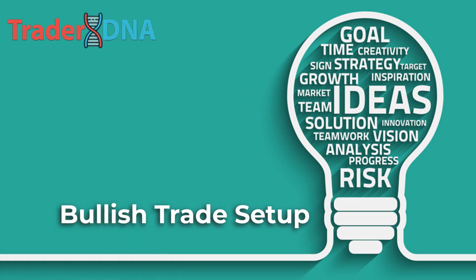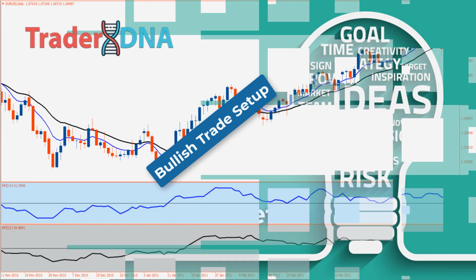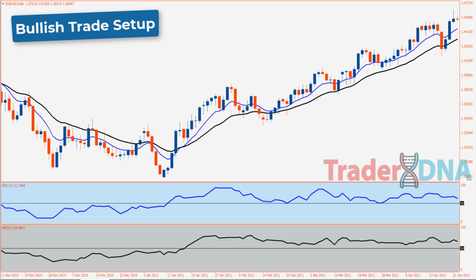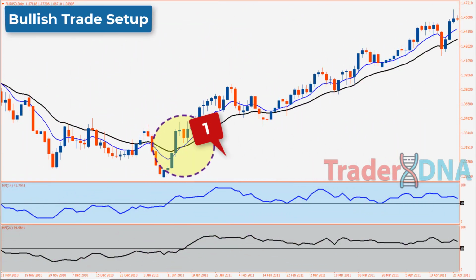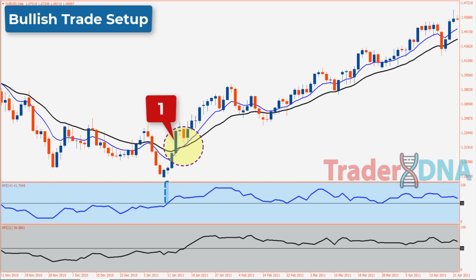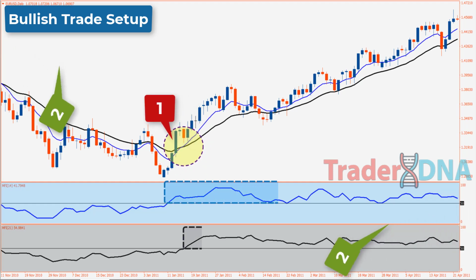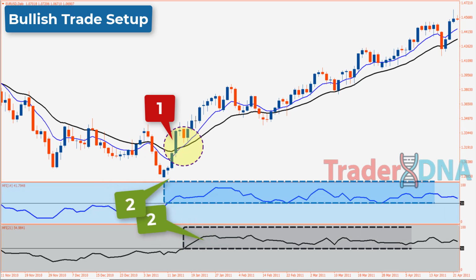Bullish trade setup. Place buy orders when these conditions are fulfilled. First, the blue 9-period EMA line crosses above the black 21-period EMA line. Second, the blue 9-period MFI line and the black 21-period line are above the 50 level.